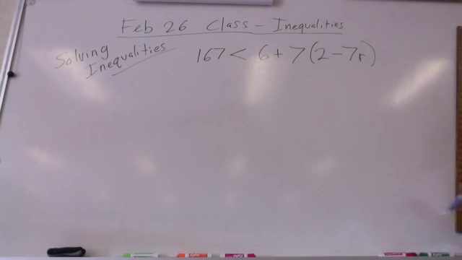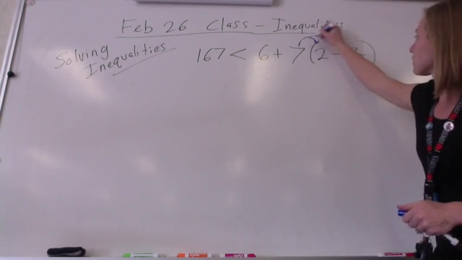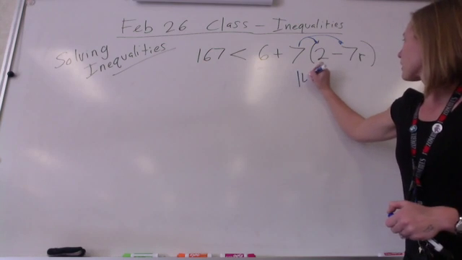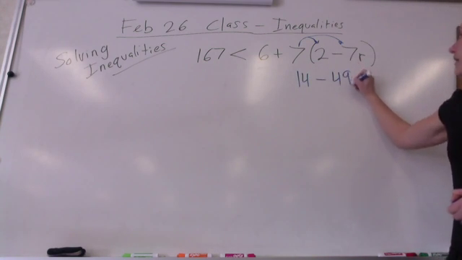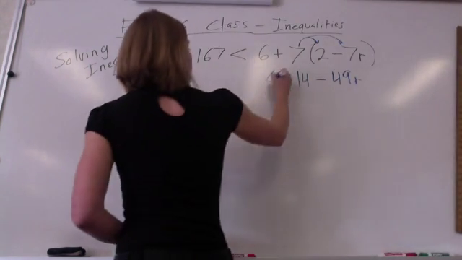Even though it looks a little more complicated, everything we would have done to solve this if it was an equal sign still applies. I don't get when you said to switch the sign. We only switch the sign if we're multiplying or dividing by negatives. So if I was just solving this normally, what would I do first? Distribute? Caitlin? Distribute the 7. So I get 14 minus 49r, and I still have all this other stuff out front.